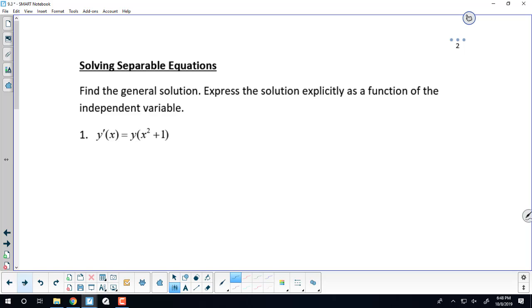So before we integrate, we want the y on the other side with the y prime. Remember, y is essentially a function of x, but in order to separate, we need to divide both sides of the equation by y. So we have y prime of x divided by y, or times 1 over y, equals x squared plus 1.